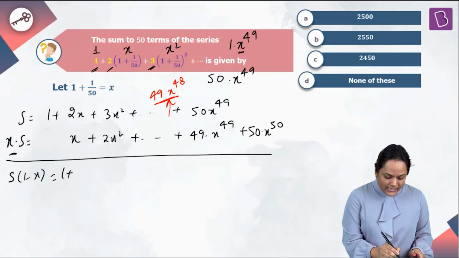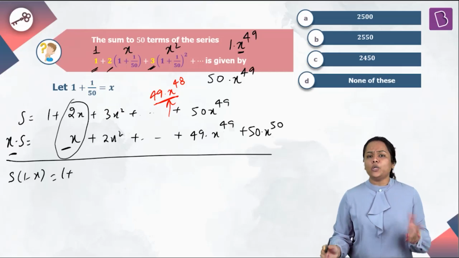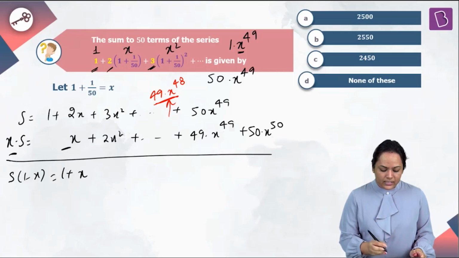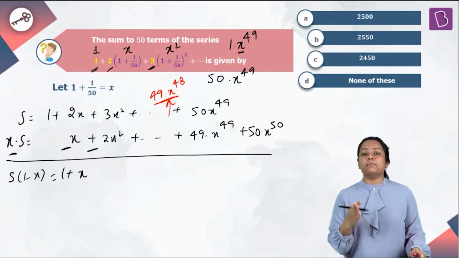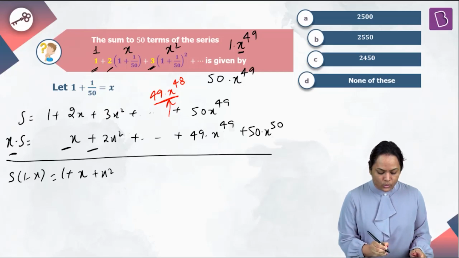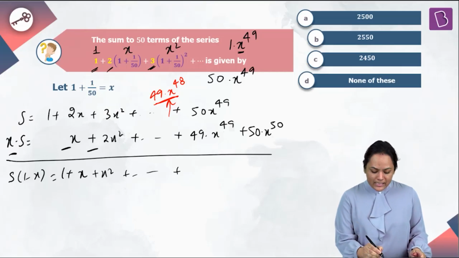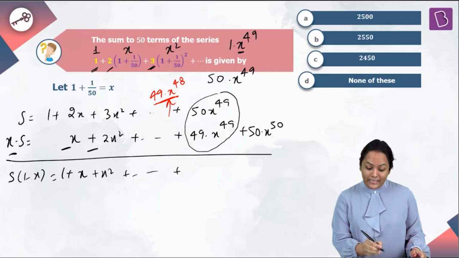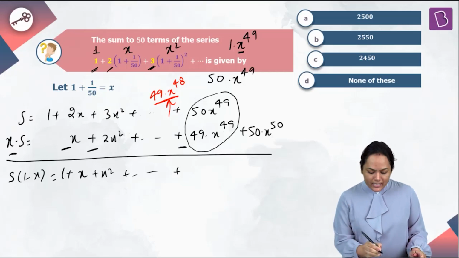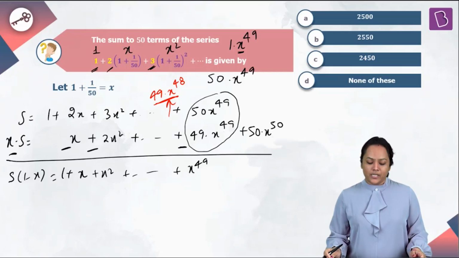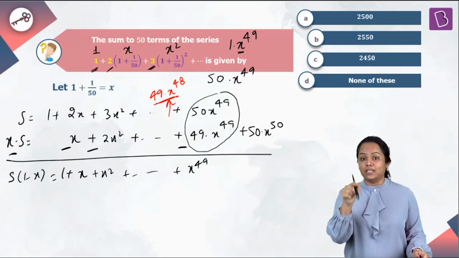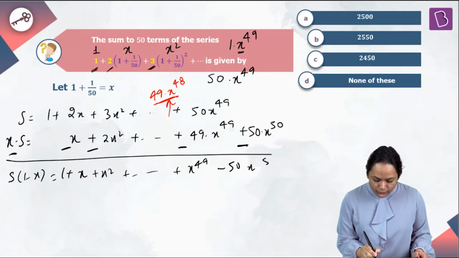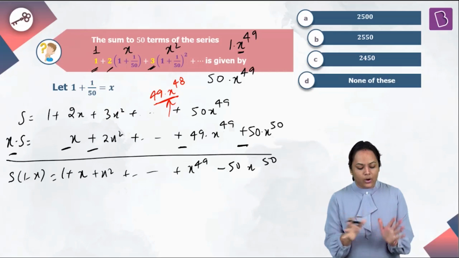What is 2x minus x, guys? This part. Well, 2x minus x is x, isn't it? So this part is x with us. Similarly, 3x square minus 2x square will become x square, and so on it will go. What is this 49x raised to 49 and 50x raised to 49 difference coming out as? Well, it is x raised to 49. So I have this with me, and the last term is also there, that is minus 50x raised to 50. Okay, so now I have this.